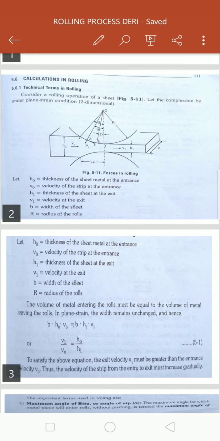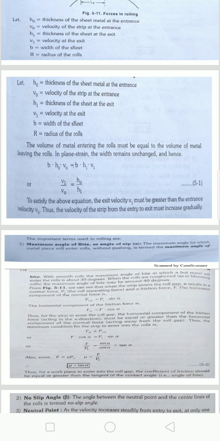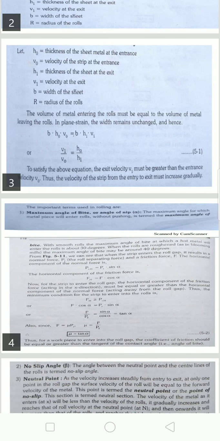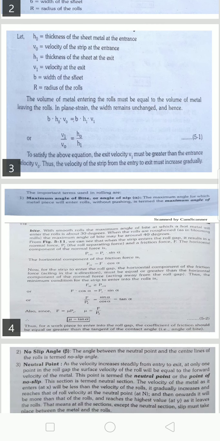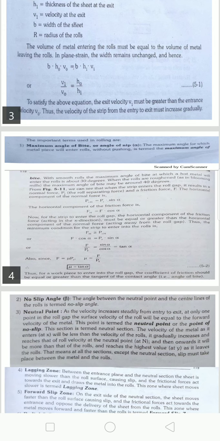First, the maximum angle of bite or angle of nip alpha. The maximum angle for which a metal piece will enter the rolls without pushing is termed the maximum angle of bite or angle of nip. For smooth rolls, the maximum angle of bite at which hot metal will enter the rolls is about 30 degrees. When the rolls are roughened, the maximum angle of bite may be around 40 degrees.